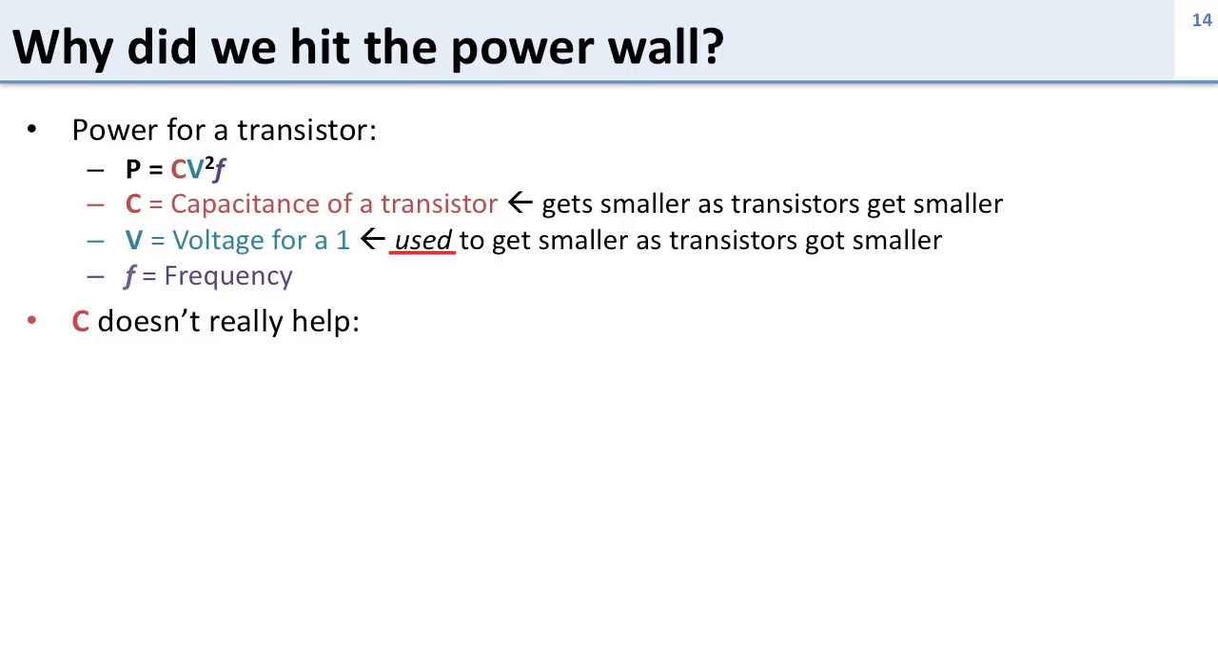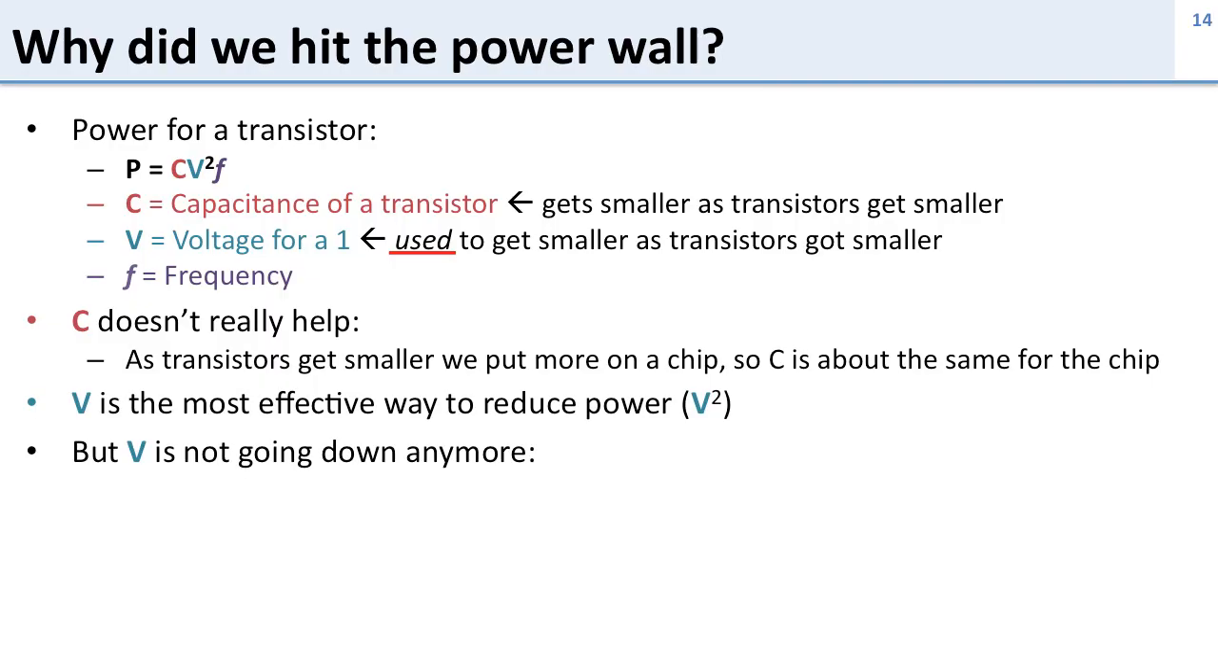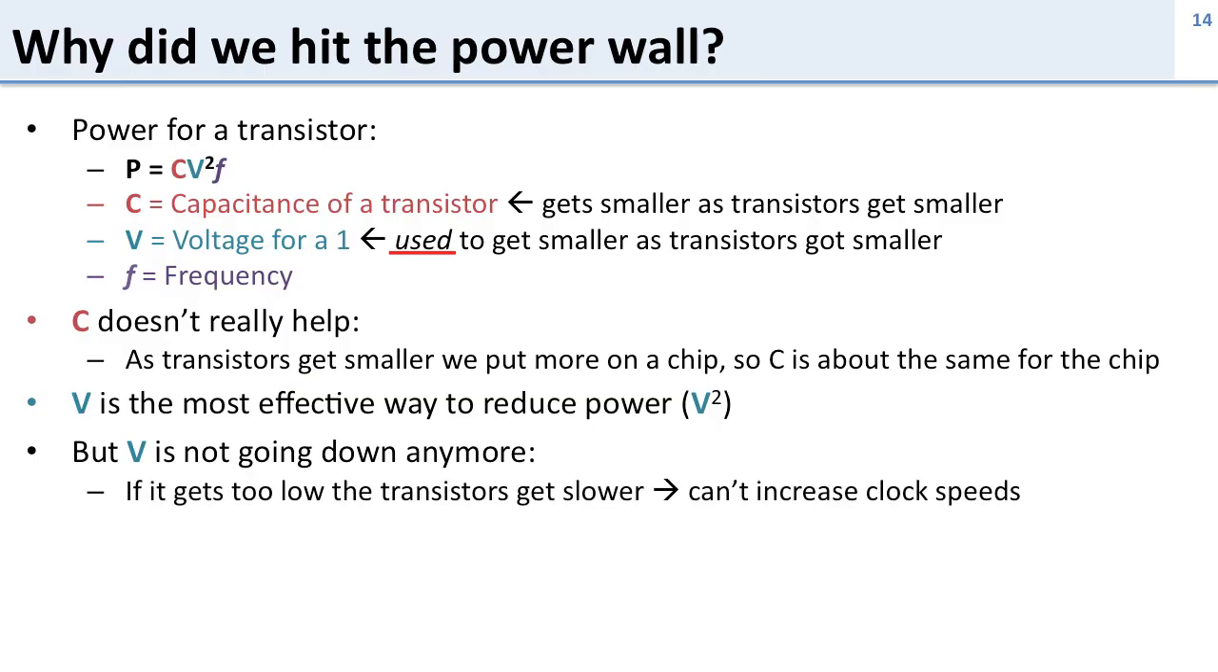So how can we adjust the power? Well, the capacitance doesn't actually help us. The reason for that is transistors get smaller, so the capacitance per transistor goes down, but then we put more transistors on a chip. So as long as the size of the chip stays the same, the capacitance stays the same. V is our most effective way to reduce power. If we reduce voltage, we'll reduce power by the square. But voltage isn't going down anymore, and this is the real problem.